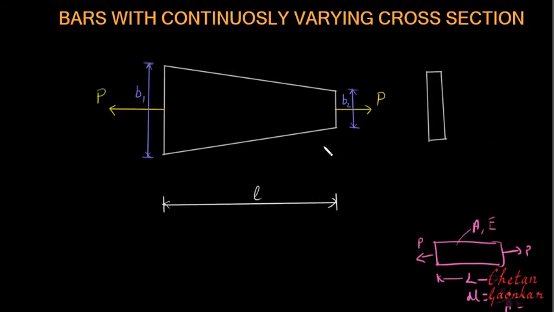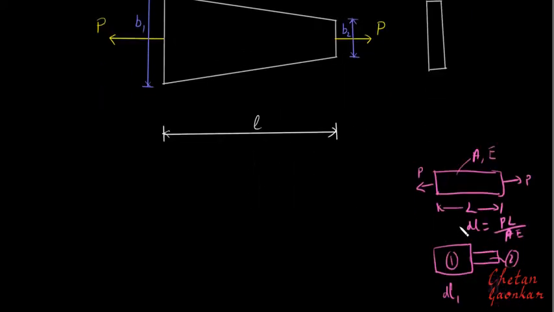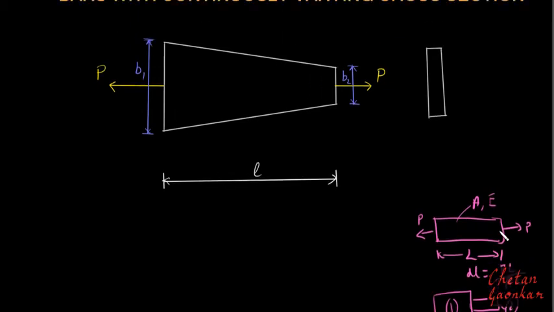But now, if we have this case wherein the cross-sectional area is continuously varying from one end to the other end over its length L, in this kind of problem we cannot directly use this expression to calculate the deformation. What we will have to do is take the help of something called integration. So for that, I will consider one small element here.